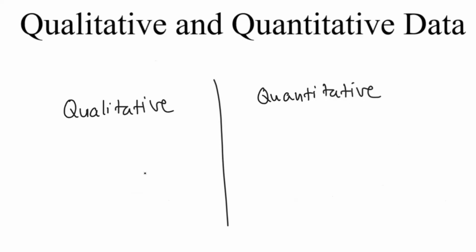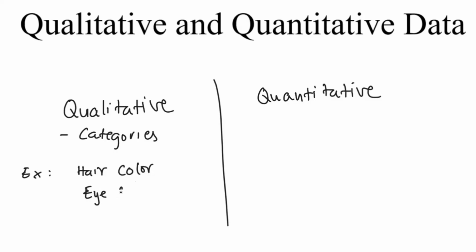Qualitative data and quantitative data. Qualitative data is data talking about categories, like categorical data. For example, in the human body, categorical data is your hair color, right? Hair color is categorical data. Your eye color, right? Your gender, right? In the human body, these features are categorical data.